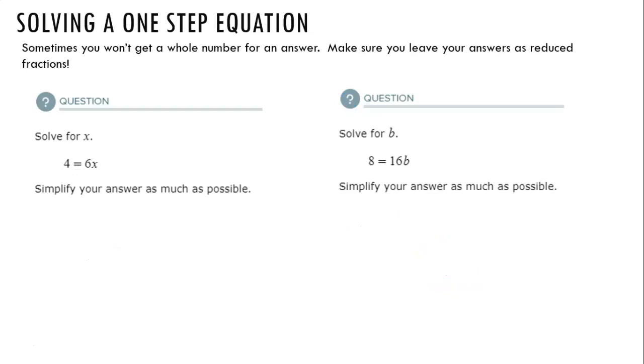Sometimes you won't get a whole number for an answer. Make sure you leave your answers as reduced fractions. There's no reason to turn these into decimals. That's actually an additional step that you don't need. If you're bothered by the fact that the variable is on the right-hand side, then you can flip that over.